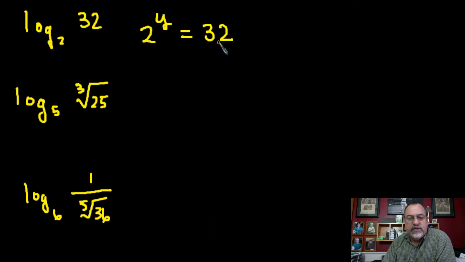This is a 2, so this is a 32. So what we need to do in this situation, again, is to make this into a base of 2. One of the things we do in math all the time is, if it's not in a form we like, we do something mathematical that puts it in the form that we want. So I need to change 32 into a base 2.